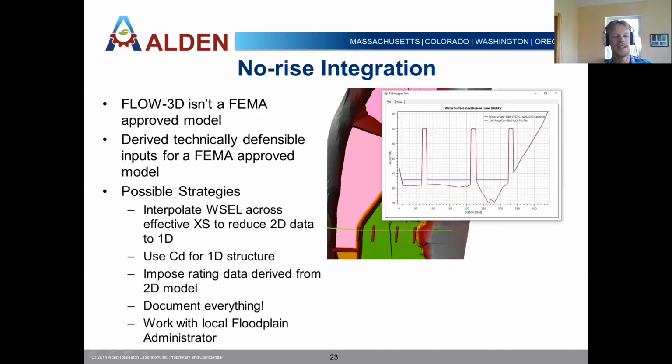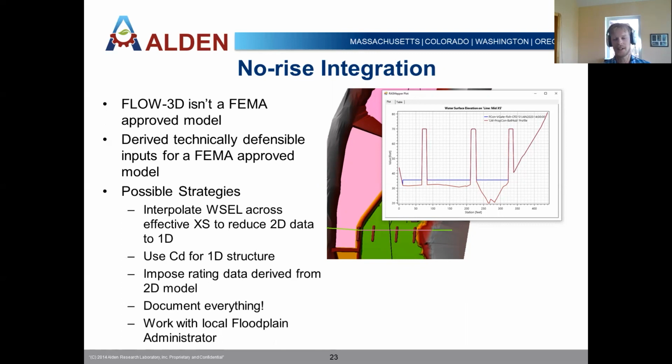Now, here's the hard bit. How do you integrate this within a no-rise? Well, Flow3D isn't a FEMA approved model, so you couldn't just use that. However, this is where the Flow3D model was used to derive inputs for a FEMA approved model, in this case HEC-RAS 2D. So by doing a good, technically defensible analysis, you could use these inputs within a FEMA approved model and try to get it approved.